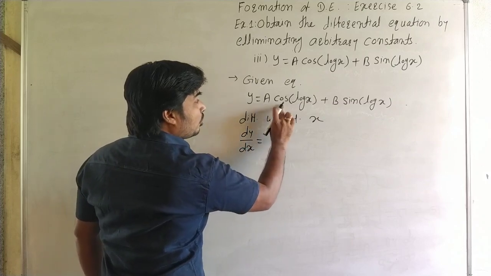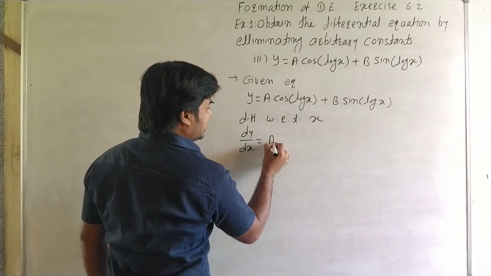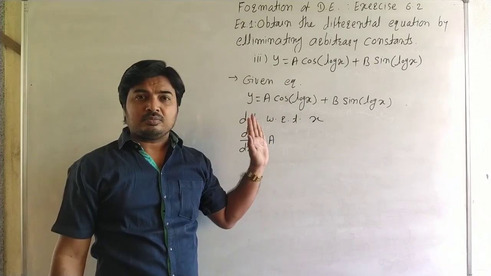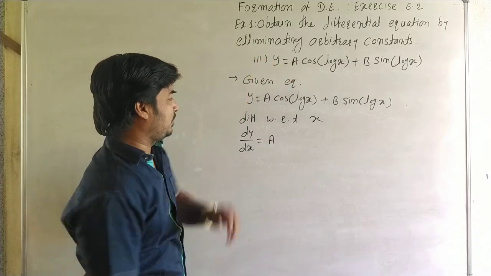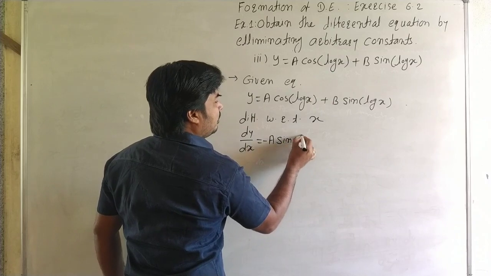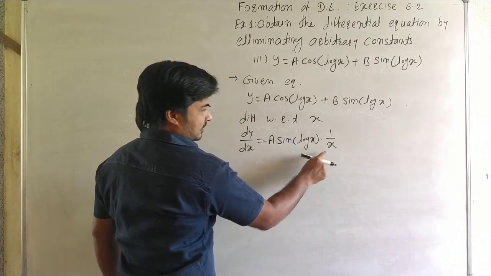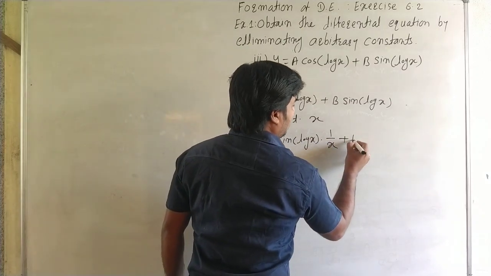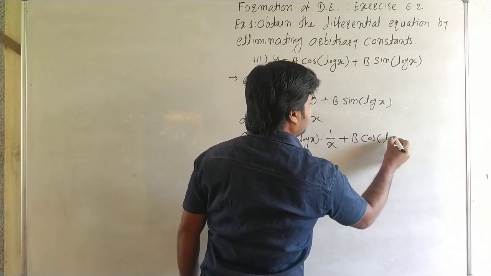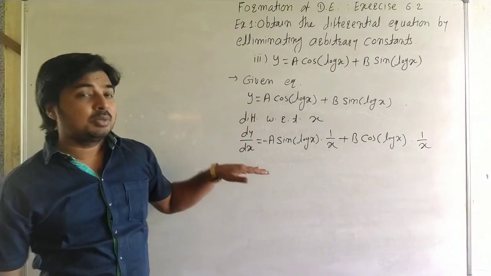Now, a into cos of log x: a, the constant, stays as it is, but the derivative of cos of log x is different. The derivative of cos x is minus sin x, but here it is a composite function. So the derivative of cos of log x is minus sin of log x into the derivative of log x, plus the same here, b into sin of log x, whose derivative is cos of log x into 1 by x. This is the first differentiation.